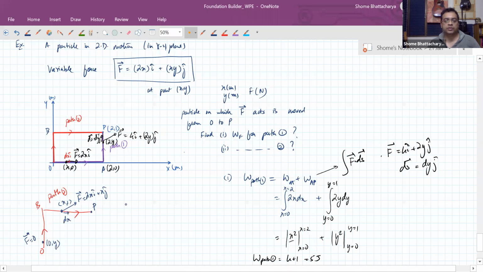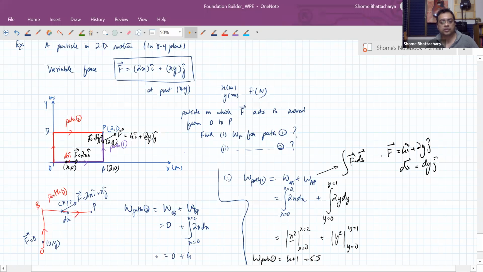So when we do this calculation, work done in path 2 is work done from O to B plus work done from B to P. So this will be 0, whereas this one will be the dot product of these two. So that is 2x dx going from x equal to 0 to x equal to 2. So this will again give you your 4 joules. So this time, in path 2, the net work done is only plus 4 joules, whereas in this it was plus 5 joules.